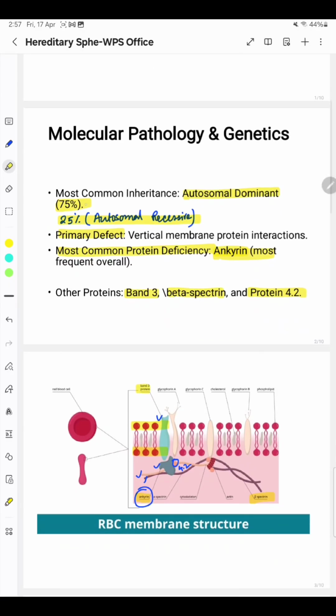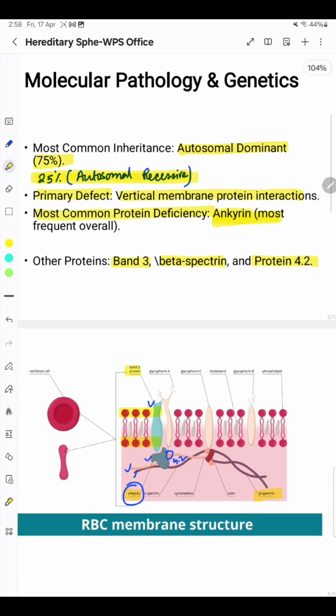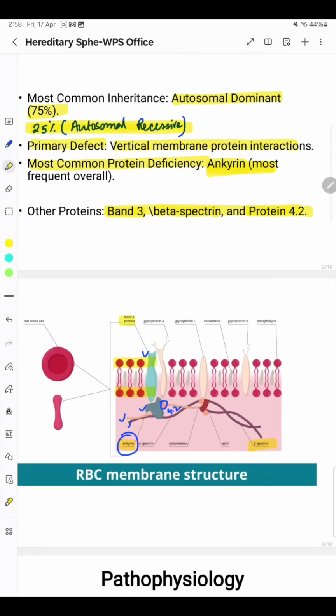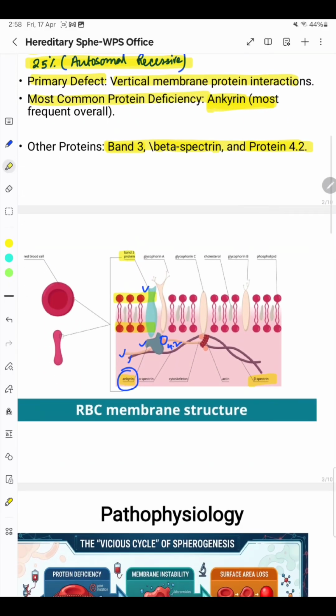The most common inheritance followed in hereditary spherocytosis is autosomal dominant, and some cases show autosomal recessive inheritance. The primary defect is in the vertical membrane proteins of the RBC membrane, and the most common protein deficiency is ankyrin. Other defective proteins are band 3, beta spectrin, and protein 4.2.